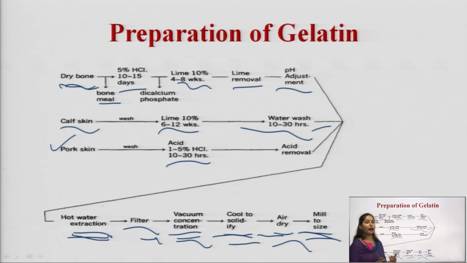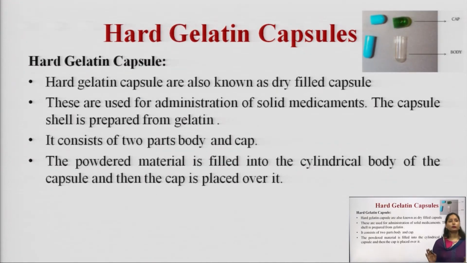Okay. So, here we discussed how gelatin is extracted from dry bone, from calf skin, from pork skin. Okay. So, moving on to the discussion. Now, this is the general introduction. Now, come to the hard gelatin capsule.